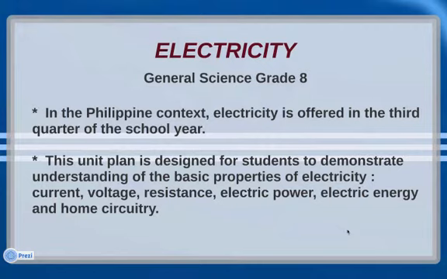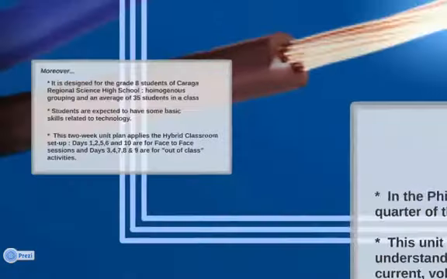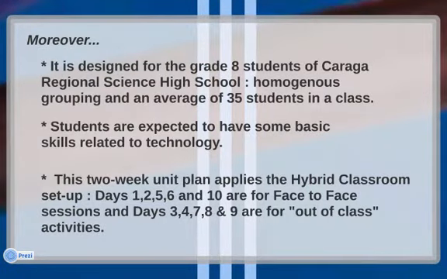This unit plan is designed for students to demonstrate understanding of the basic properties of electricity, such as current, voltage, resistance, electric power, electric energy, and home circuitry. Moreover, it is designed for the graded students of Caraga Regional Science High School, but of course, it can also be applied to any high school that offers electricity in their general science subject.